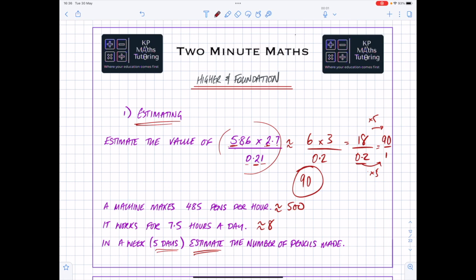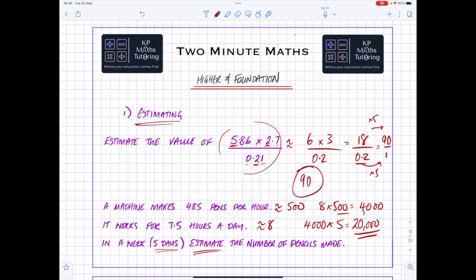We're working for 8 hours. So I do 8 times 500. Or just do your 8 times 5, which is 40. Stick your 2 zeros back on. So in one day, it makes 4,000 pens. And then you're doing 4,000 times by the 5, which would give you 20,000 pens, would be an estimate of how many it makes in a week.